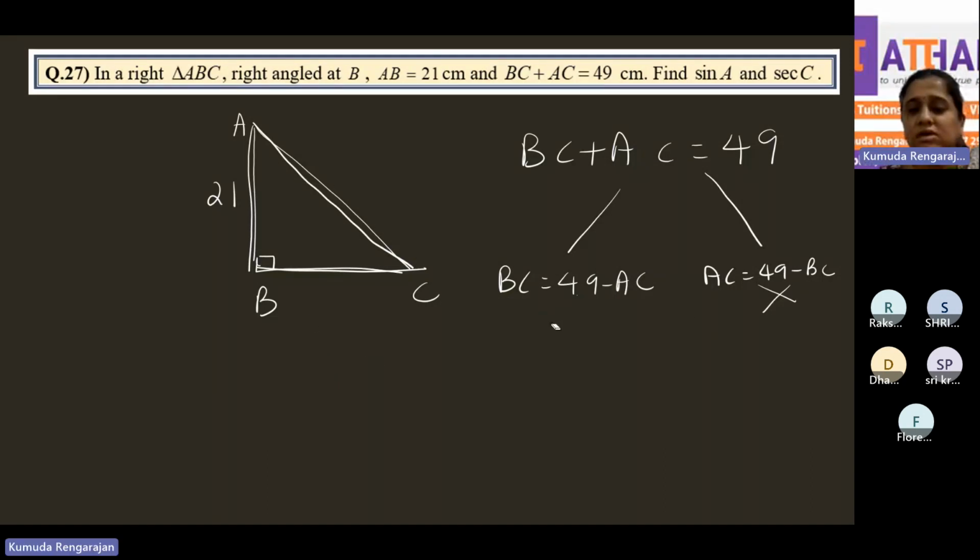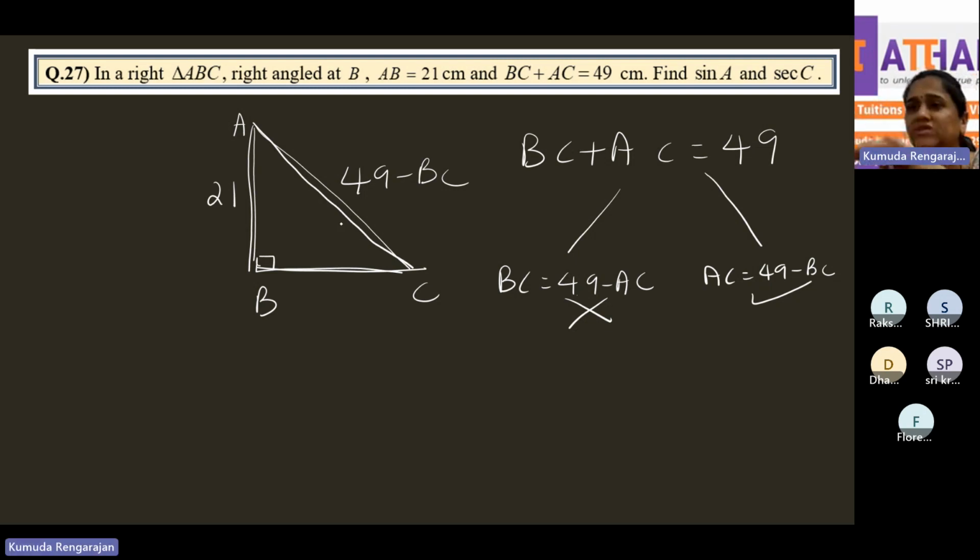What's the other one if you want to use this? If you don't want this, you want this, then AC is 49 minus BC. What about BC? Let BC remain BC. AC is 49 minus BC and AB is 21. So now the only unknown is BC. When you connect the three sides using Pythagoras theorem, the only unknown is BC. So you can work and find BC.